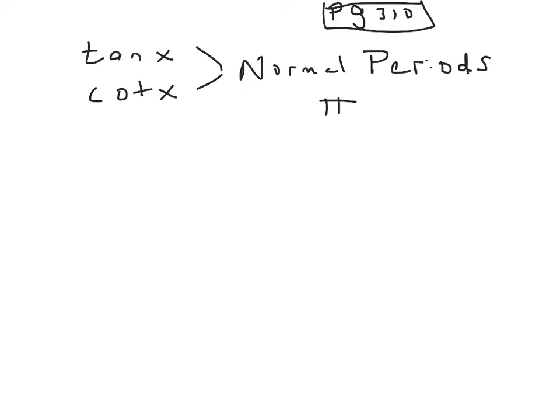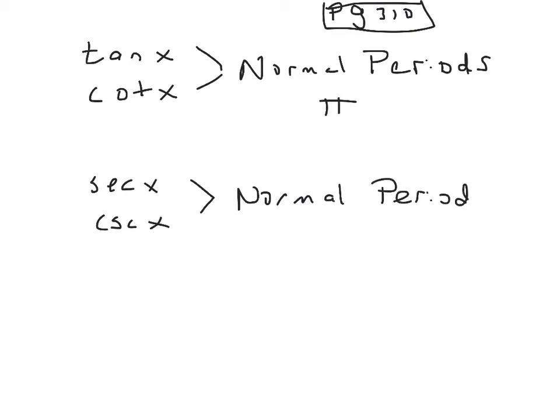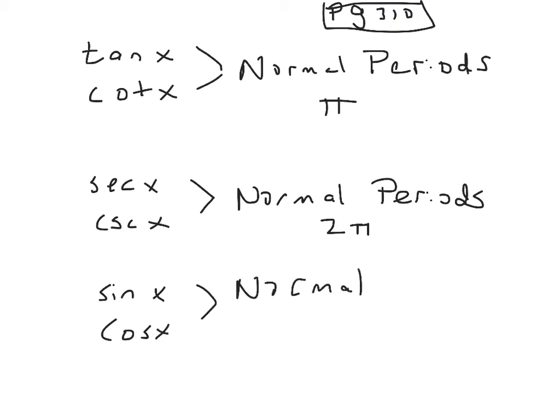If I give you the graphs of secant and cosecant, their normal periods are 2 pi. And just as review, sine and cosine normal periods are 2 pi. Okay, so these are the normal periods that you need to know.